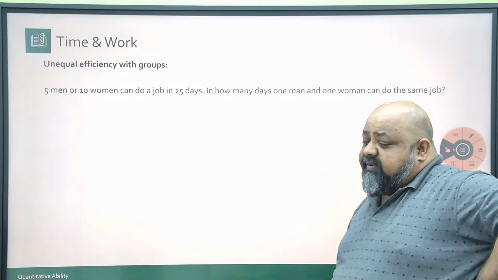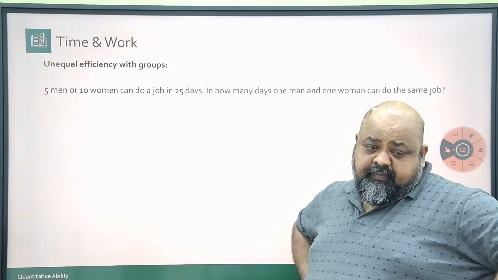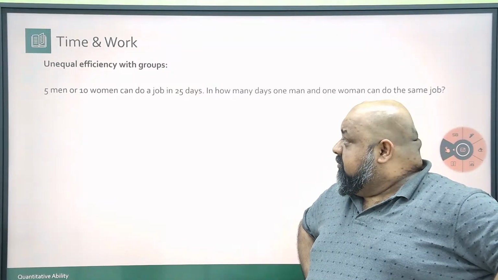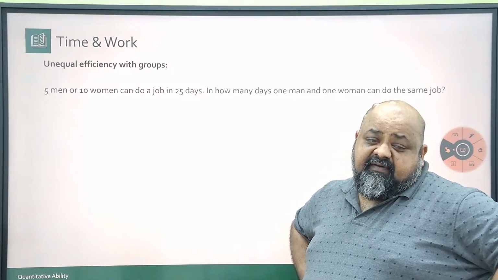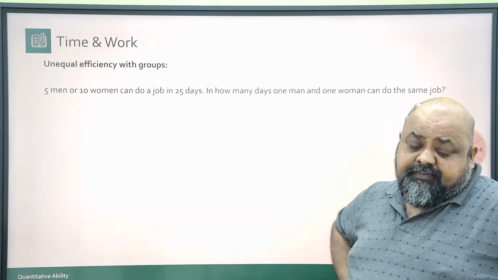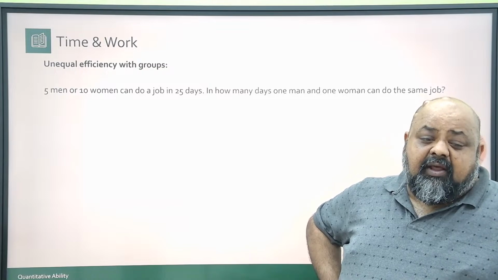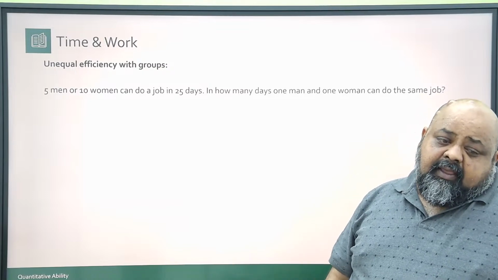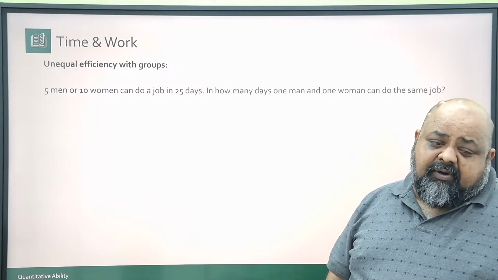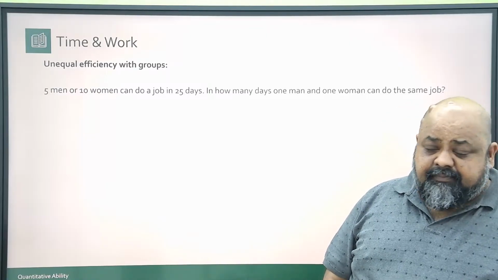This is a comparison question. The question reads, 5 men or 10 women can do a job in 25 days. In how many days will 1 man and 1 woman do the same job? So there is a comparison between men or women initially, and then based on that you have to find the amount of time needed to do a work by a group of men and women.